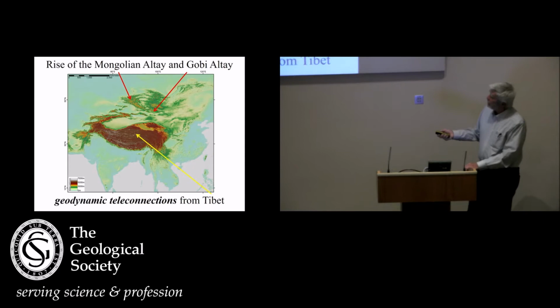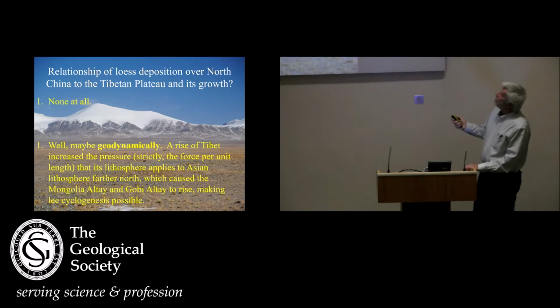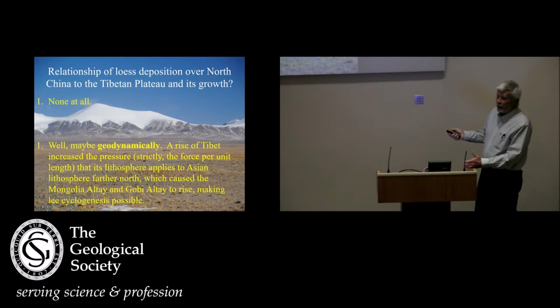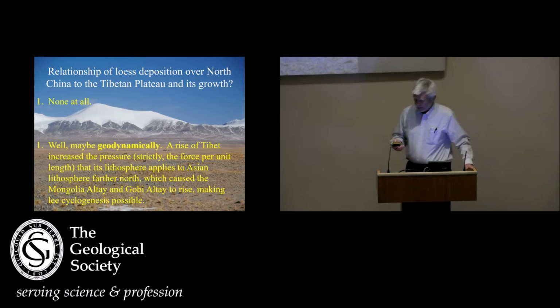So, relationship of loess deposition over North China, the Tibetan plateau and its growth. Maybe many of you will say, well, there's obviously none at all. But I would argue, well, maybe there's a geodynamic connection. A rise of Tibet increased the pressure, or more properly, the force per unit length, that its lithosphere applied to Asian lithosphere farther north, which caused the Mongolian Altai and Gobi Altai to rise, and that made lee cyclogenesis possible.